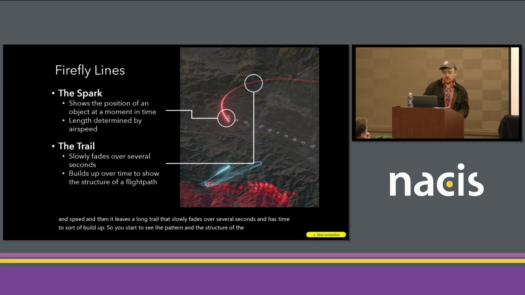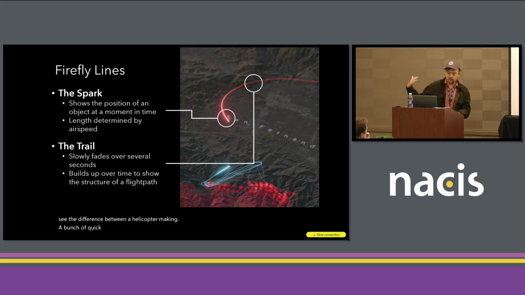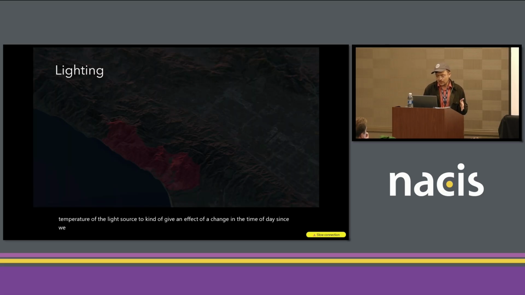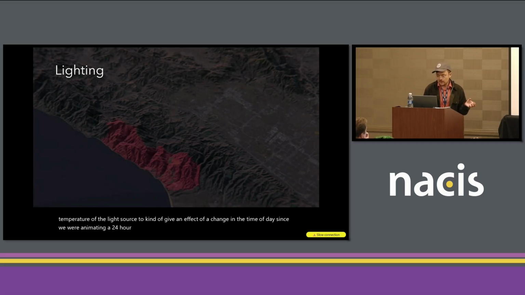So you can see the difference between a helicopter making a bunch of quick zigzagging passes and a larger fixed-wing aircraft flying in. For lighting the scene, the one thing I did was animate the elevation and color temperature of the light source to give an effect of a change in the time of day, since we were animating a 24-hour period. And this is what that looked like.